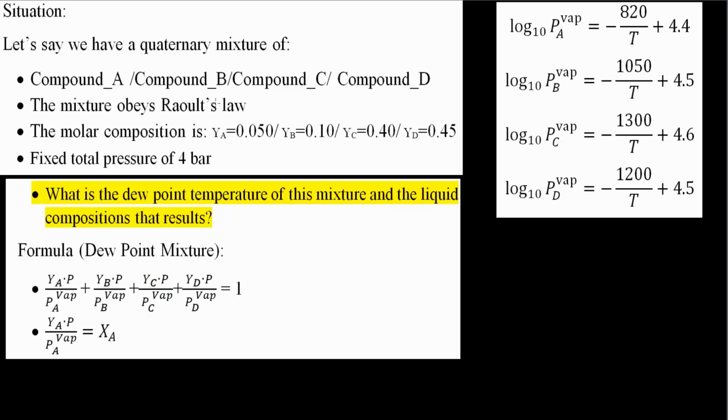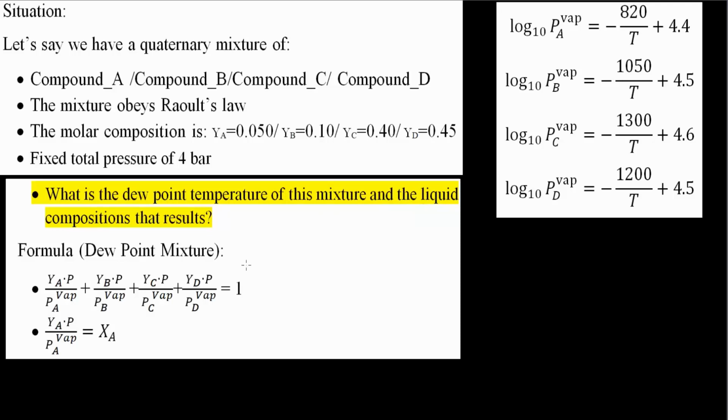The mixture obeys Raoult's law, and the molar composition Ya is 0.05, Yb is 0.1, Yc is 0.4, and Yd is 0.45. You add it up, you get 1. The mixture has a total pressure of 4 bars, and we want to determine what is the dew point temperature of this mixture and the liquid composition that results.